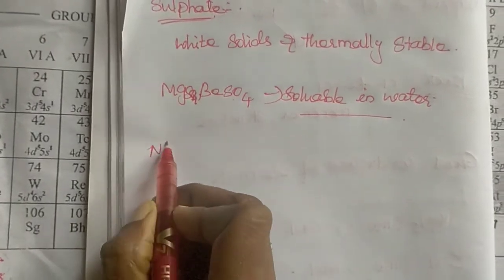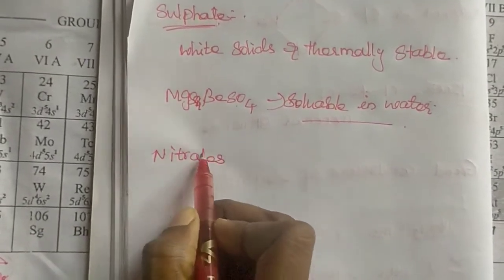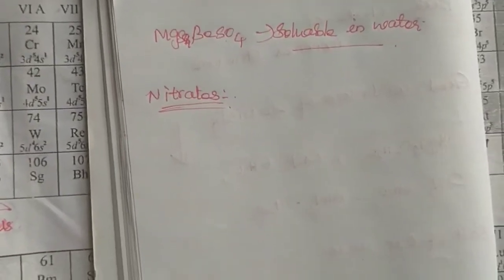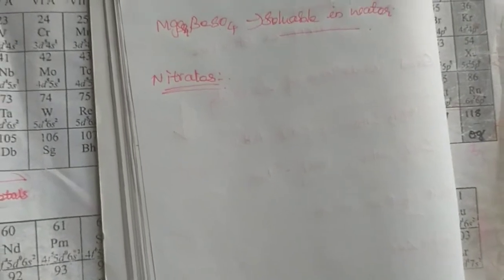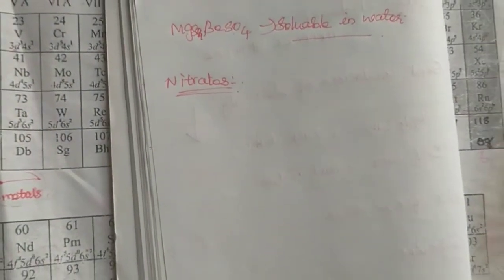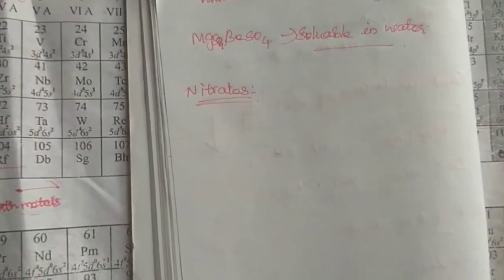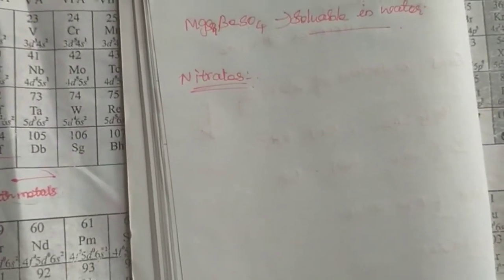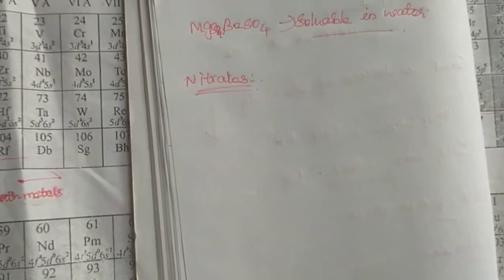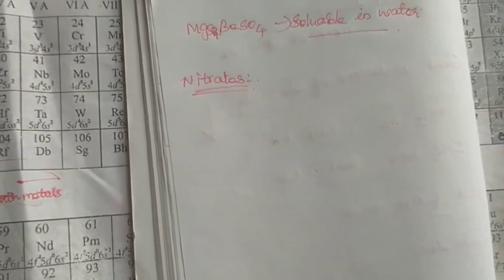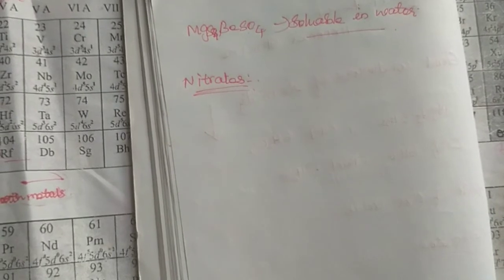Next salt, nitrates. The final oxo salt, nitrates, are prepared by dissolving the carbonate in dilute nitric acid. Magnesium nitrate is crystallized out with 6 molecules of water, you know that, and barium nitrate is crystallized out as an anhydrous salt.